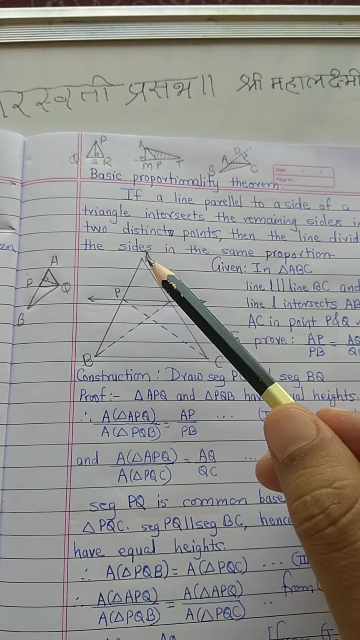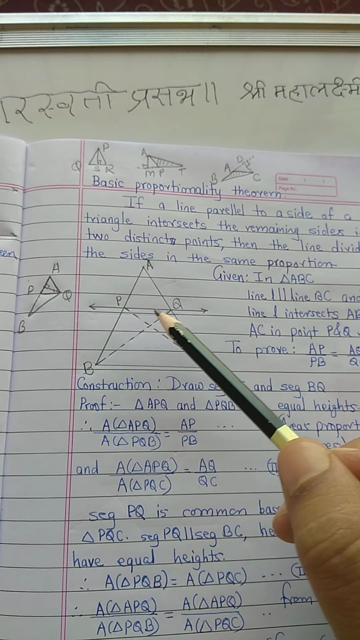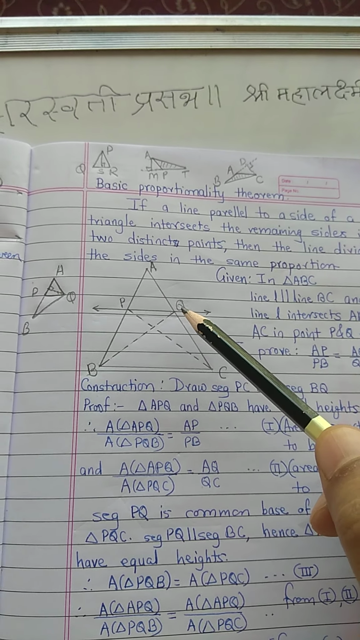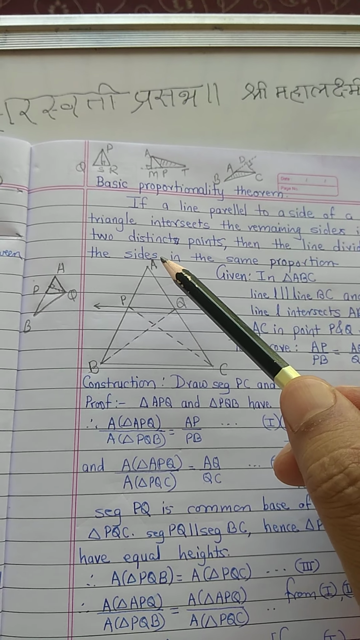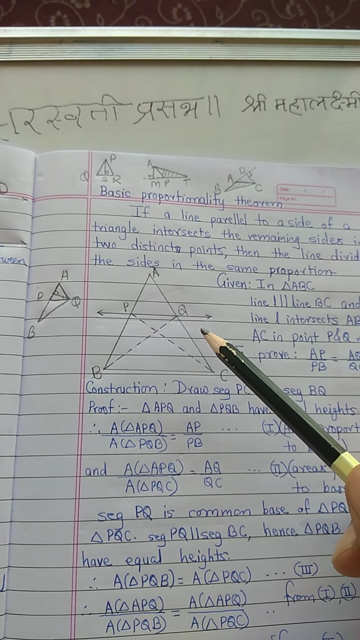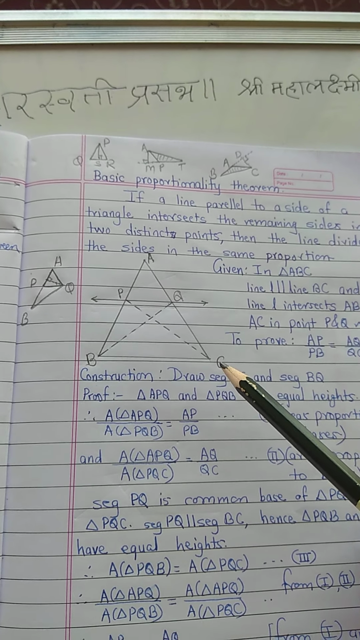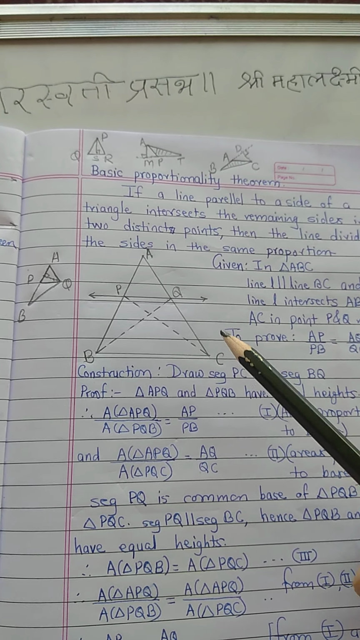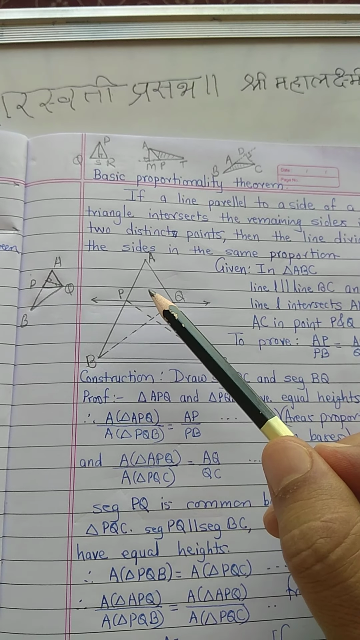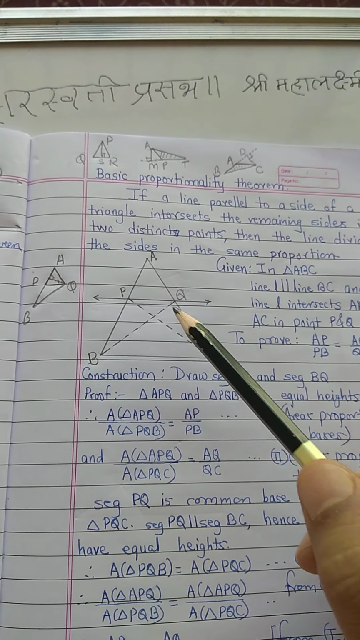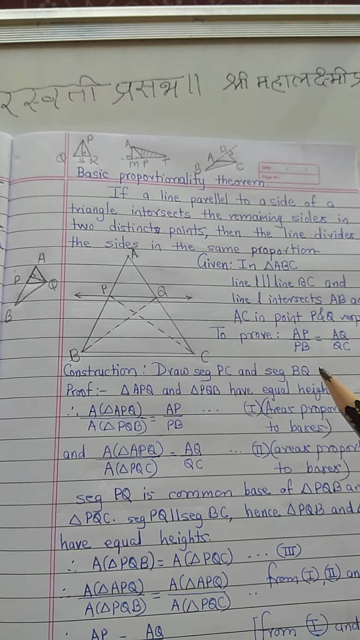Same thing for area of triangle APQ and area of triangle PQC. AQ upon QC is the ratio, because the altitude drawn from common vertex P on the collinear bases should be equal.